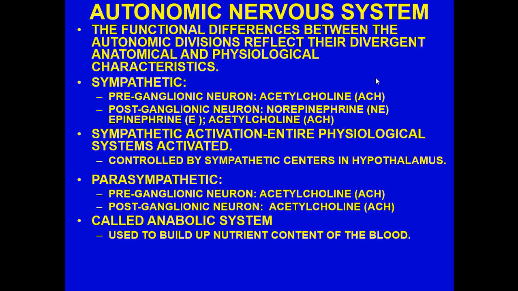Now, in sympathetic activation, the entire physiological system is activated. It's controlled by the sympathetic centers in the hypothalamus. What about the parasympathetic? Well, preganglionic neurons use acetylcholine, so they're cholinergic. Postganglionic neurons use acetylcholine. They're cholinergic. The parasympathetic is more referred to as the anabolic system because it's used to build up nutrient content in the blood.